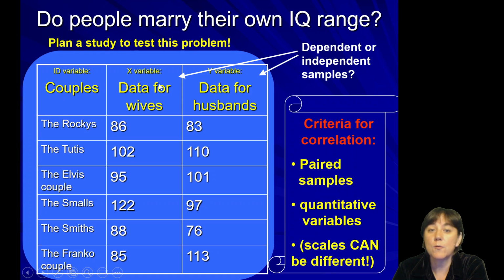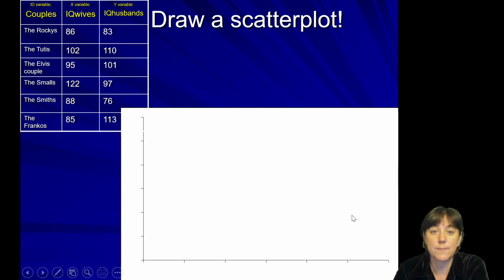For example, you can have data for the wives, data for the husbands on IQ, and you can simply draw a relationship or not, if there's a non-existent one. The variables have to be quantitative. And good news is here the scales are the same because they're both IQs, but you can have hours and grades on the two axes. It doesn't matter if the scales are different.